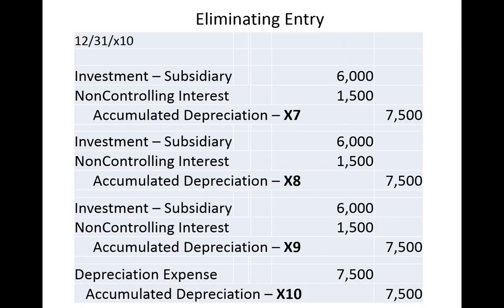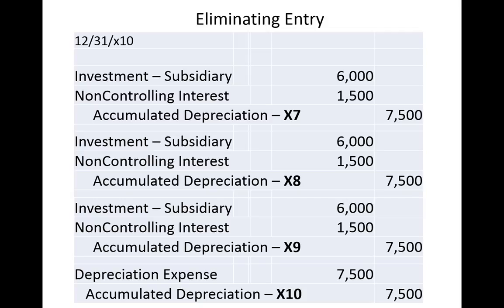What we also see is the excess depreciation entries that we have for X7, 8, 9, which is similar to what we did for the downstream transaction. So we allocated those out between the investment and the NCI for each year, and we can tell which is the current year entry, which is X10, the very last one, because it's going to depreciation expense. X7, 8, 9 represents prior entries there, so if we were to just glance at those, we should know what that is.